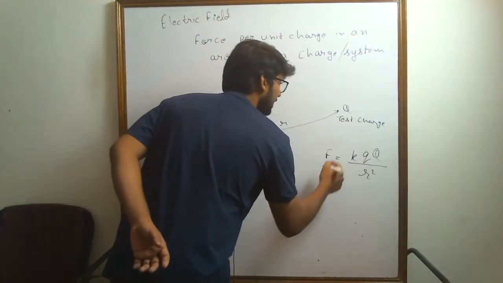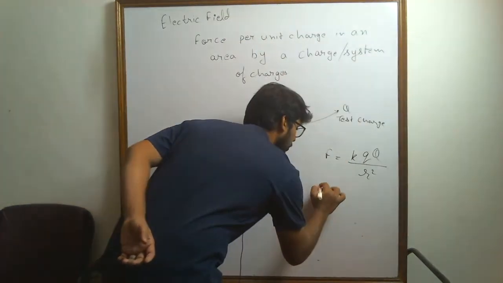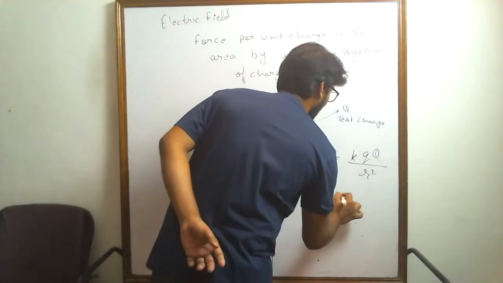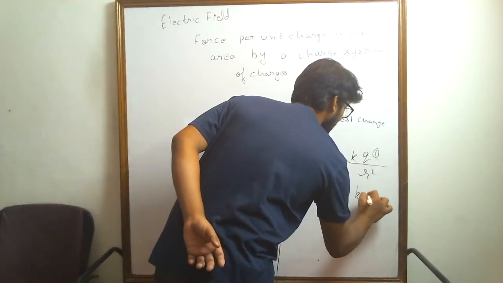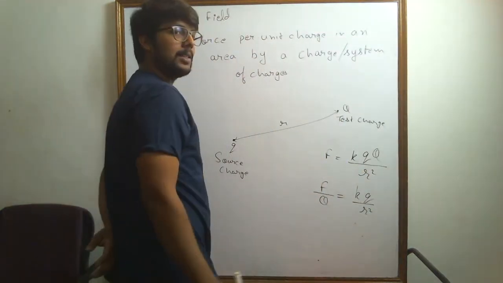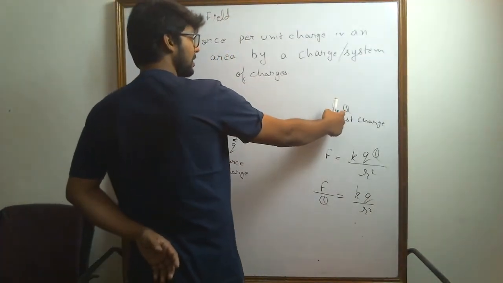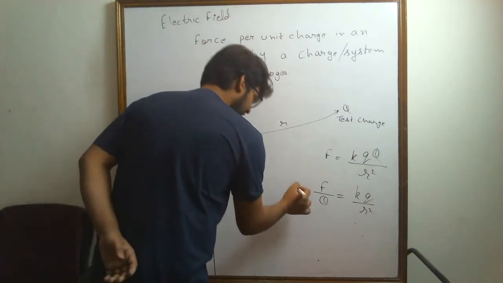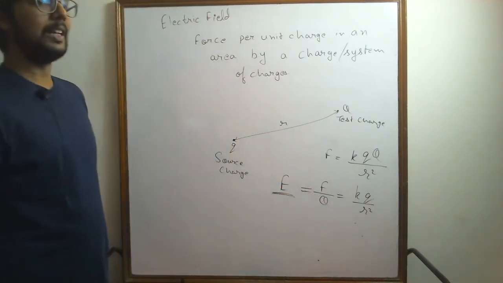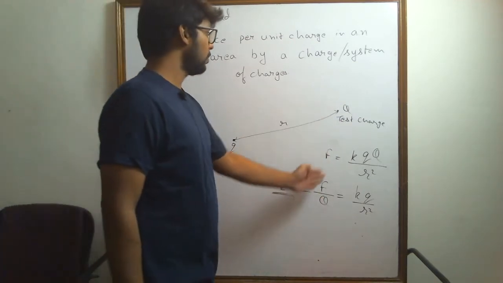So in that case, what will I do? I would divide this force by Q, and now I will get KQ upon r square, and this is the force applied by the source charge at this distance on a unit charge. This is what we define as an electric field at this distance. So this is what electric field is.